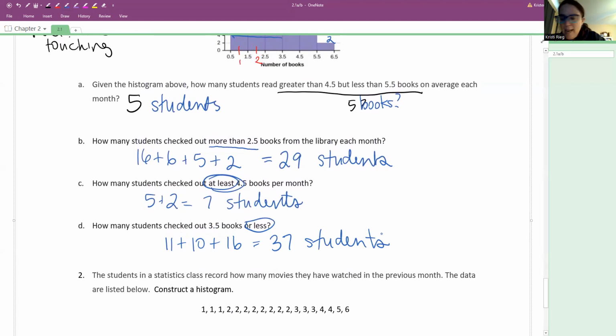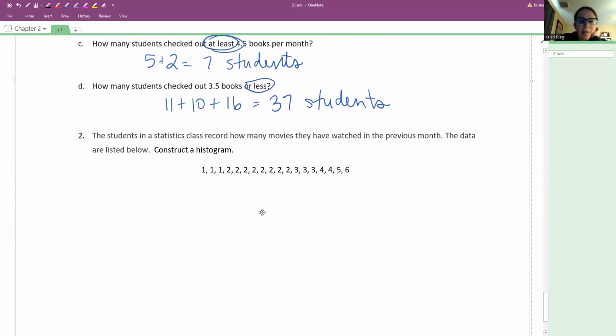All right, now we are going to make our own. Just plug my mouse back in, sorry, it's a weird noise. But we have students in a statistics class record how many movies they have watched in the previous month. The data is listed below. Here we have our data.